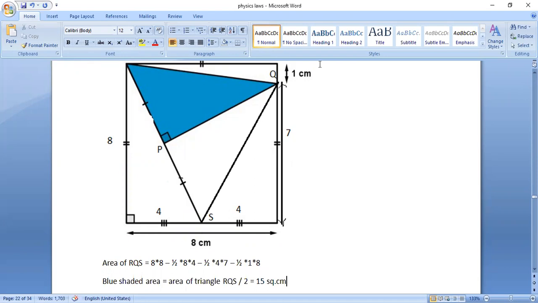Any questions, doubts? No, ma'am. Ma'am, can you repeat that area of triangle RQS?